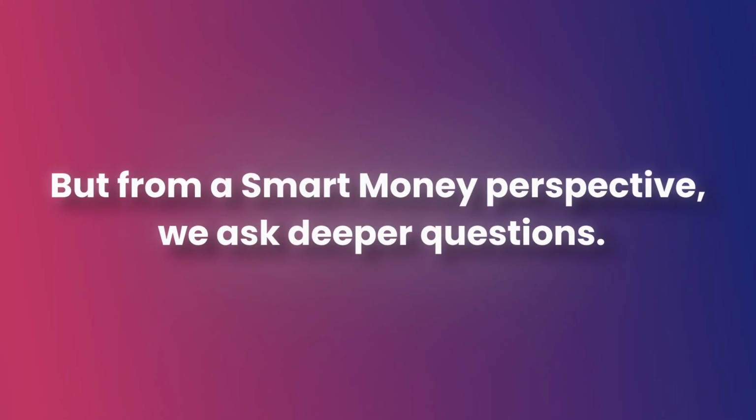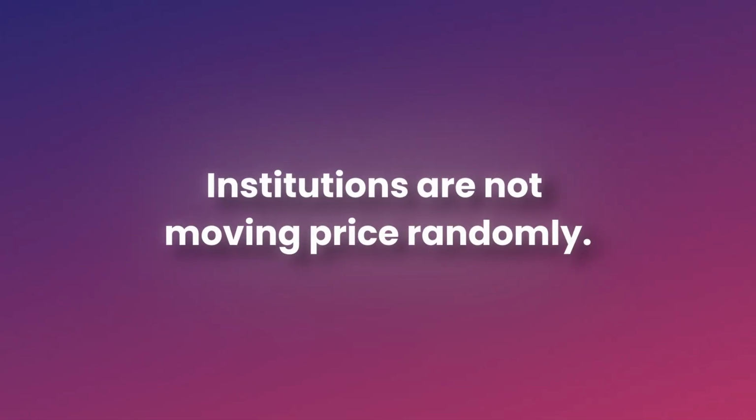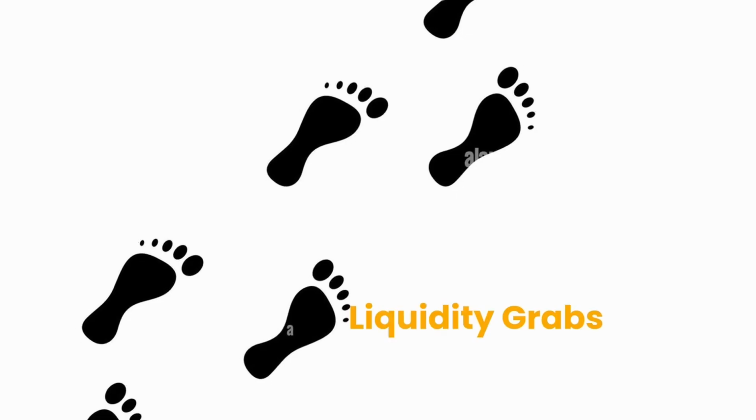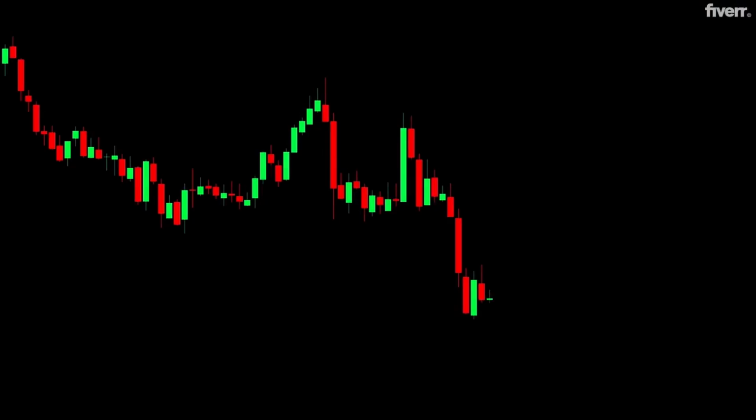But from a smart money perspective, we ask deeper questions. Why did price move there? Who moved it? What liquidity did it grab? What does it mean for the next move? Because here's the truth: institutions are not moving price randomly. They're hunting your stops, building positions, and leaving footprints, and those footprints show up on your candlestick chart.